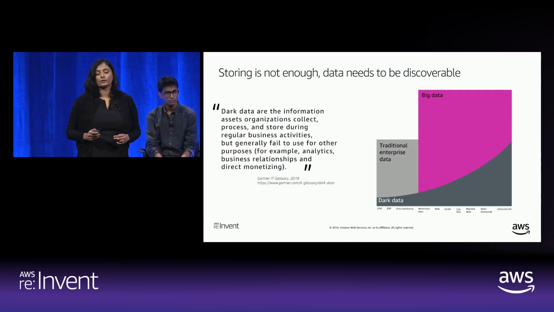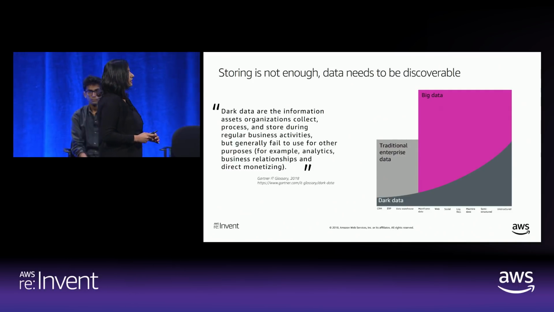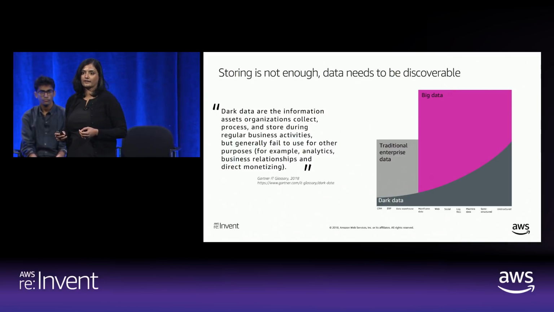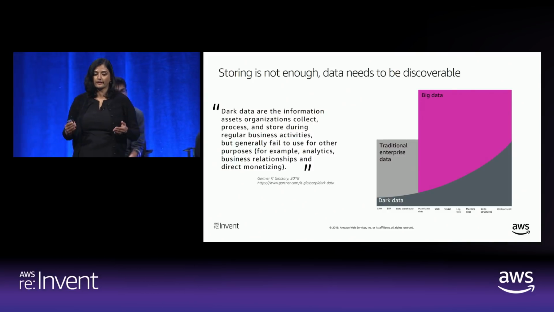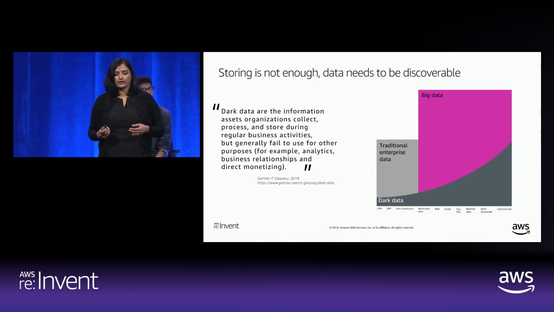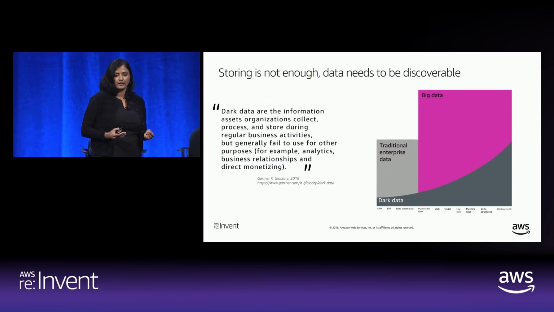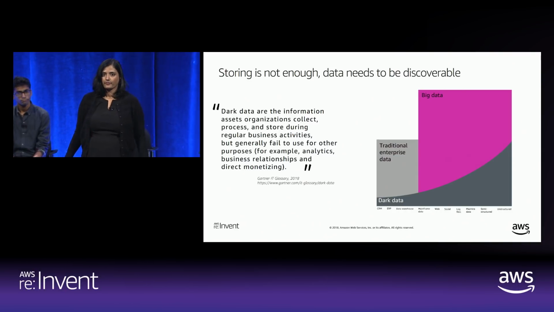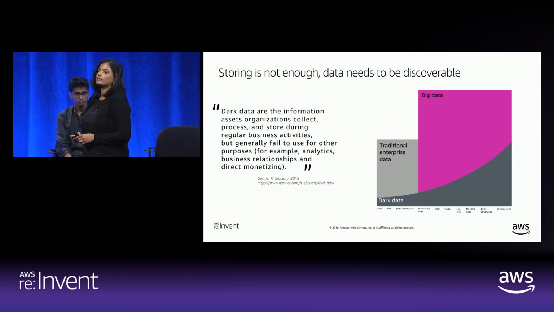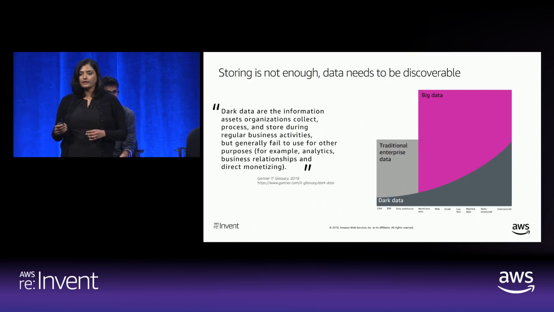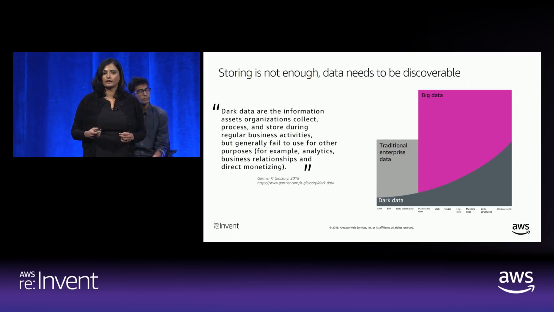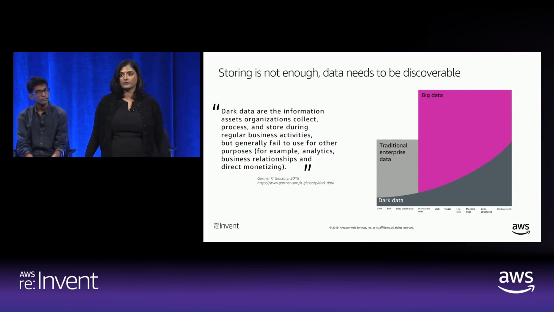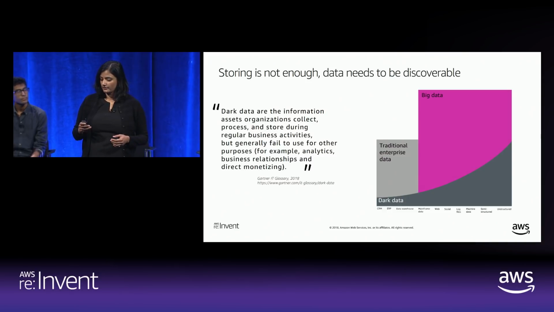But moving data and storing data is not enough. Gartner defines dark data as the information assets that organizations collect, process, and store during regular business activities, but generally fail to use for other purposes, like analytics. With the amount of data that organizations are storing today, and with the increase of machine-generated data, log data, the amount of dark data that is not discoverable and available for analytics is growing exponentially.